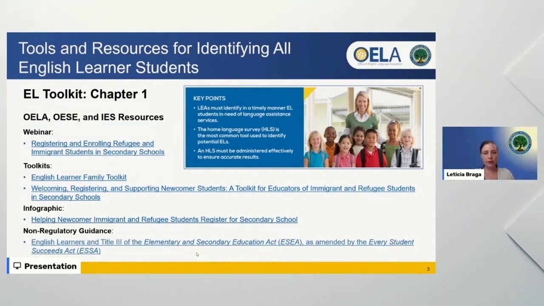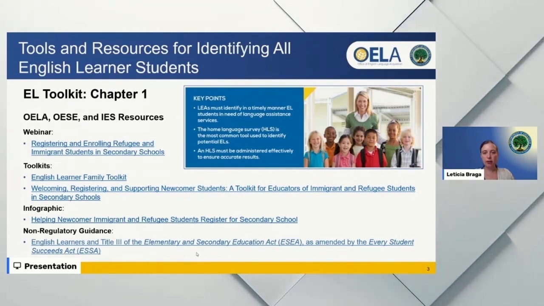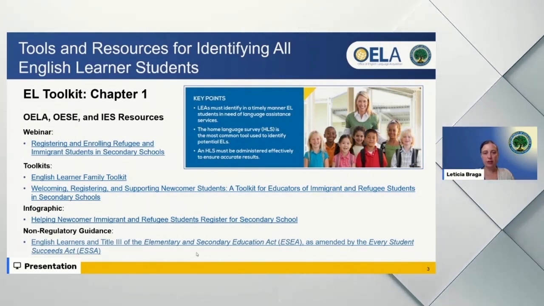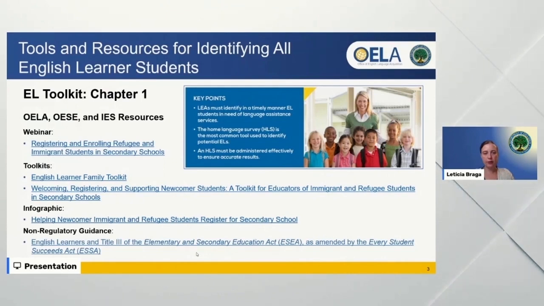OELA published 2 of the 6 chapters of the English Learner Family Toolkit that provide resources for families of English learners for enrolling and supporting their children in U.S. schools. The Family Toolkit can be accessed on the National Clearinghouse for English Language Acquisition, or NCELA, website and through the link on this slide.